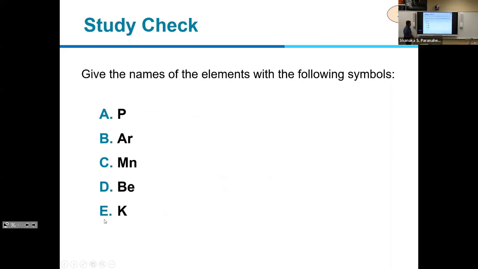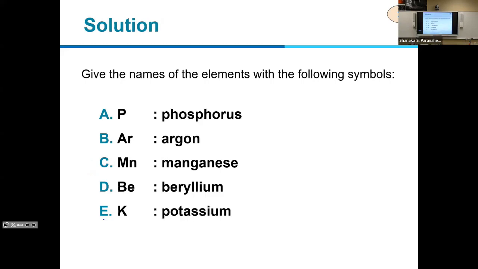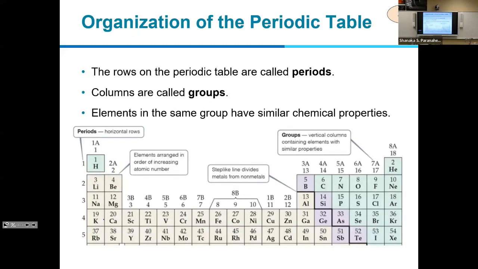The next common mistake is this one, Mn and Mg. Two different elements. Mn is manganese, Mg is magnesium, Ar is argon, Be is beryllium, and K is potassium. That's why I have both in the same slide. Okay, so I already explained this.